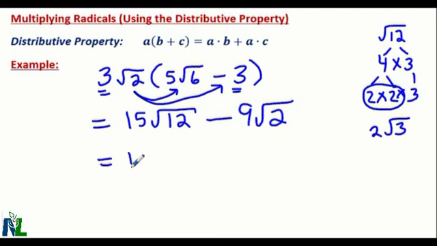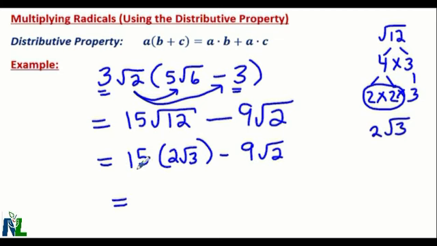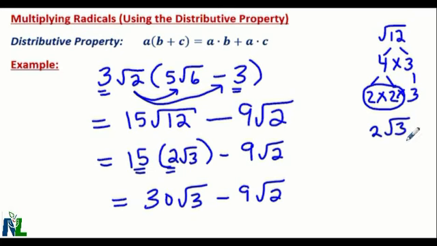So back here, I'm going to replace my root 12 in brackets. Very careful to use brackets. 2 root 3, take away 9 root 2, and 15 times 2 gives me 30 square root 3 minus 9 square root 2. These are unlike radicals, so they cannot be subtracted further.